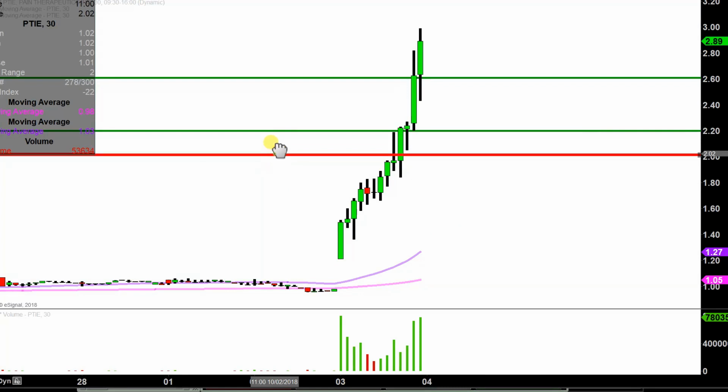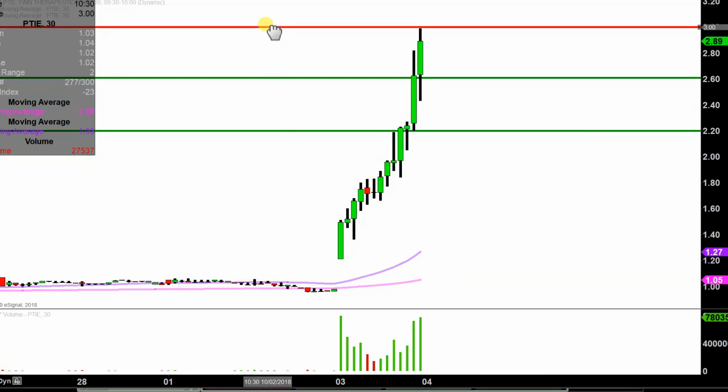As far as the sellers, pretty straightforward. The party stopped today right up there at the round number of $3. So $3 public enemy number 1 going forward. And that'll be the key level to fight through.